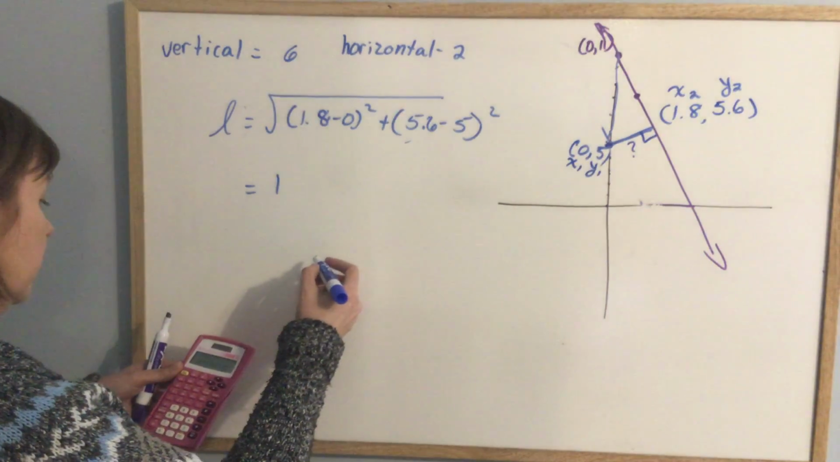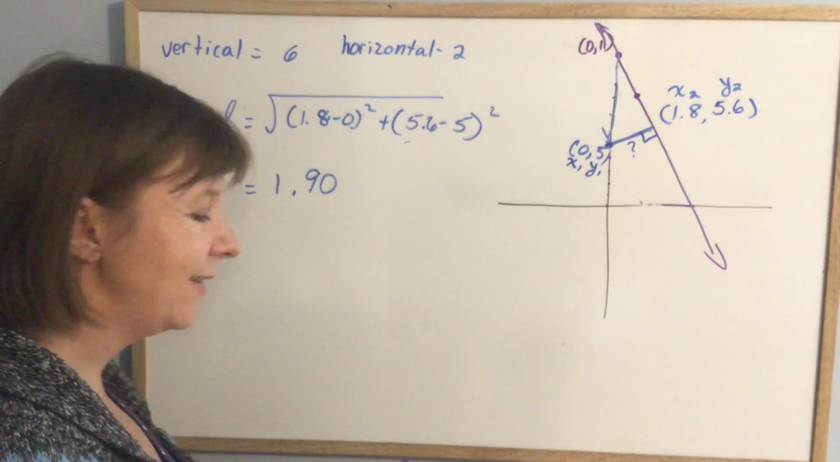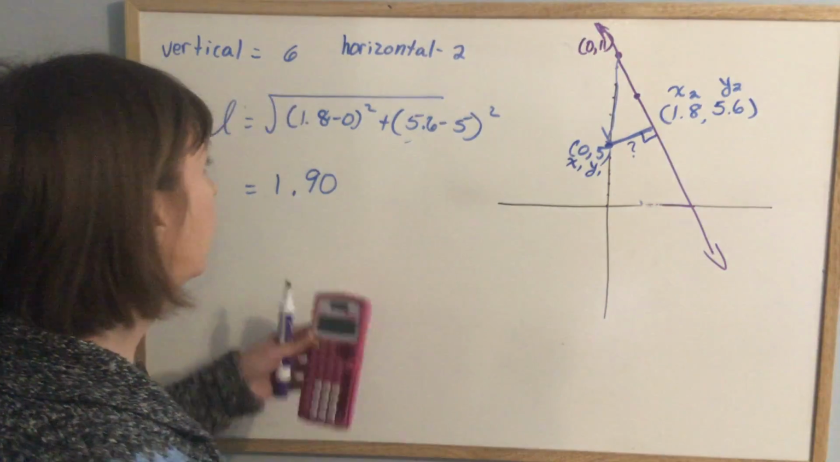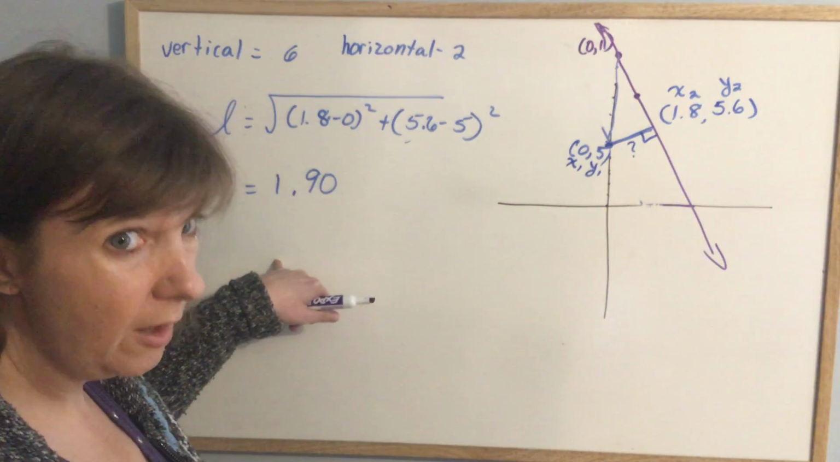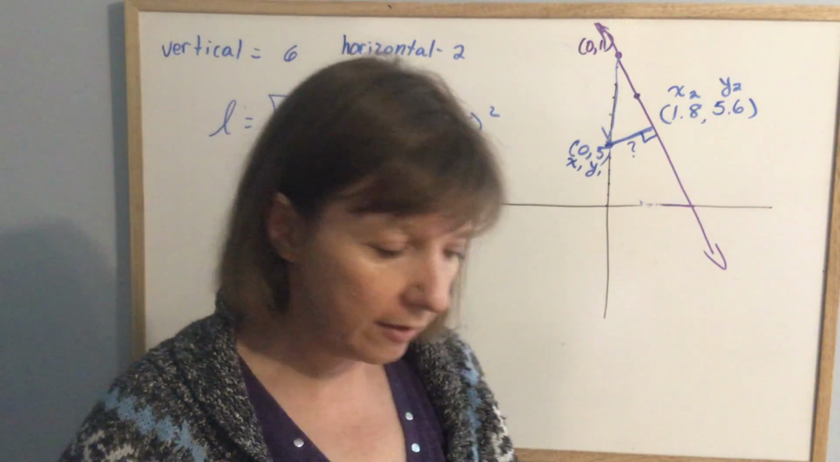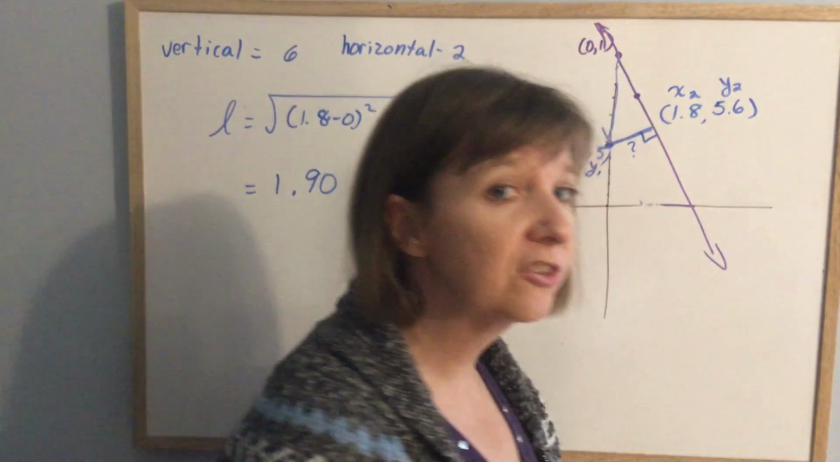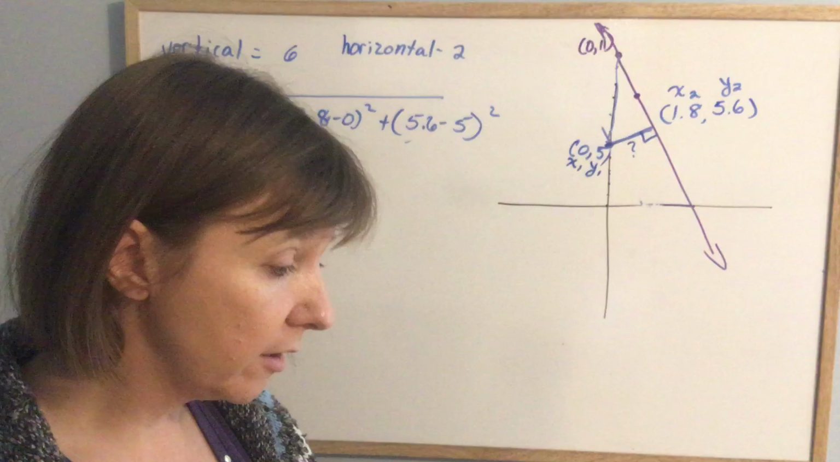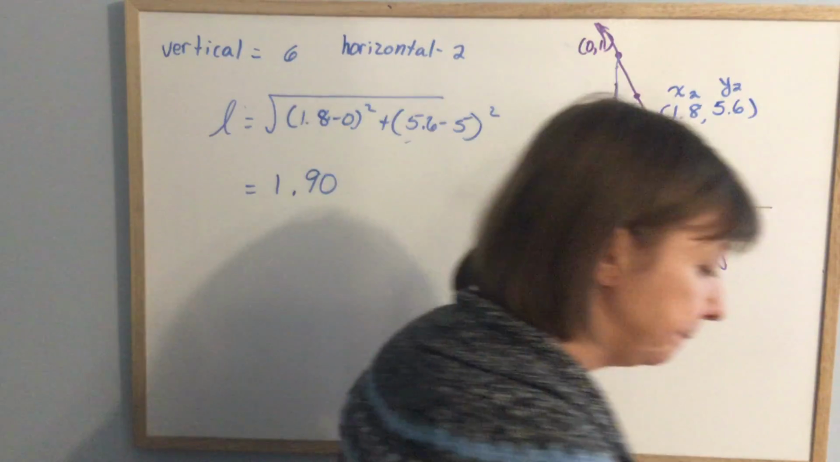So I get 1.90 because it's 1.897. So that's 1.90. Remember I said it had to be less than 2, and it is. So that's how I would go about doing that one. If you struggled with that one, you are not alone. I got a few messages about that one.